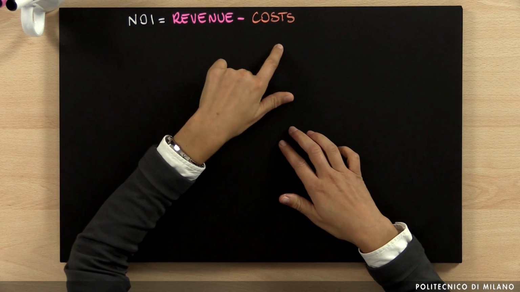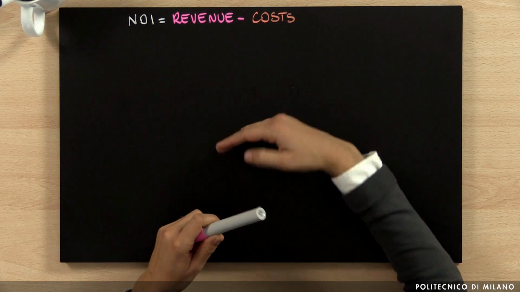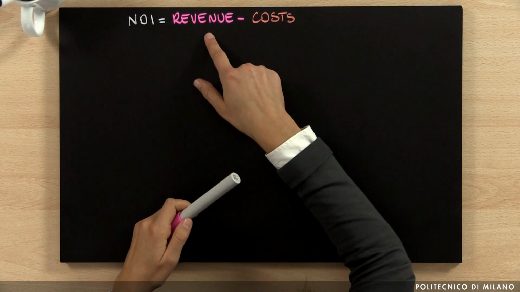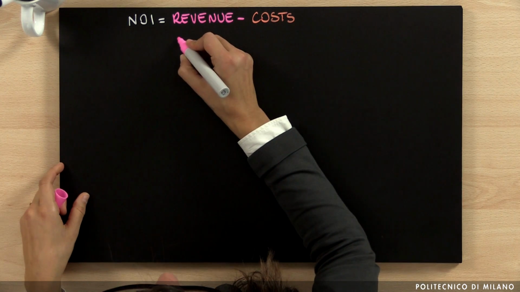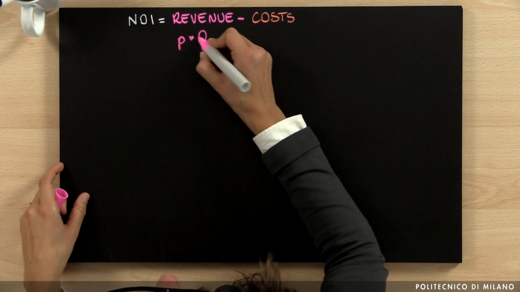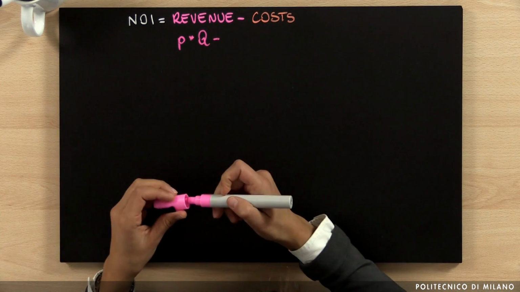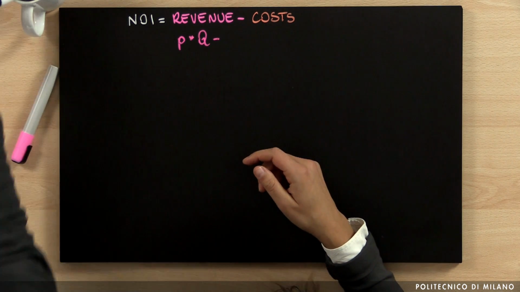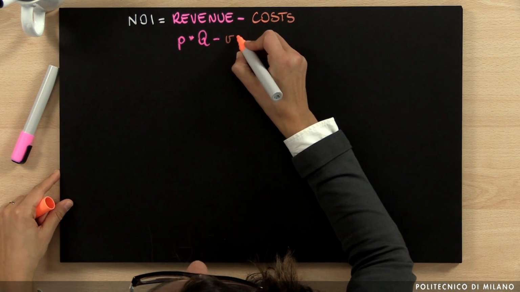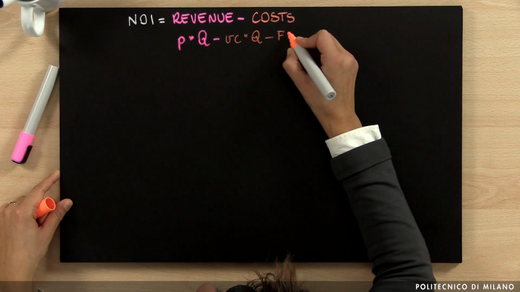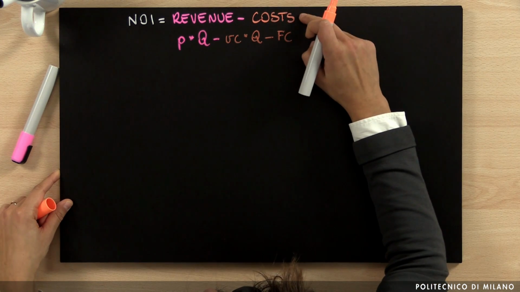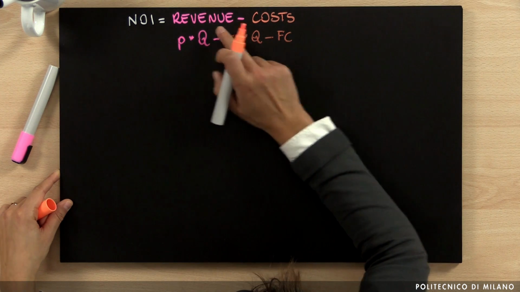As I said, given that we are still dealing with short-term decisions, our starting point is always the same: net operating income as the difference between revenues and costs. We can be even more precise in this formula, defining the revenue as the price multiplied by the quantity. So the revenue is given by the price of our product multiplied by the quantity, minus the total costs, where the total costs are the unitary variable cost multiplied by the quantity plus the fixed costs. We have just rewritten this formula by making the revenues and then the costs explicit.